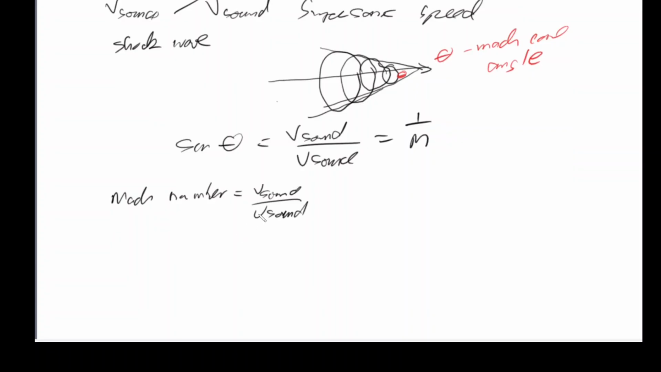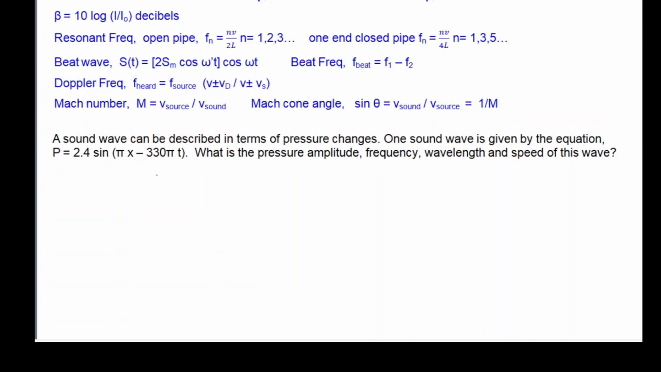Now, shock waves are used in medicine to break up kidney stones and gallstones. That's called extracorporeal shockwave lithotripsy. Let's do some problems. The first one reads, a sound wave can be described in terms of pressure changes. One sound wave is given by the equation P equals 2.4 sine (pi x minus 330 pi t). What is the pressure amplitude, frequency, wavelength, and speed of this wave?